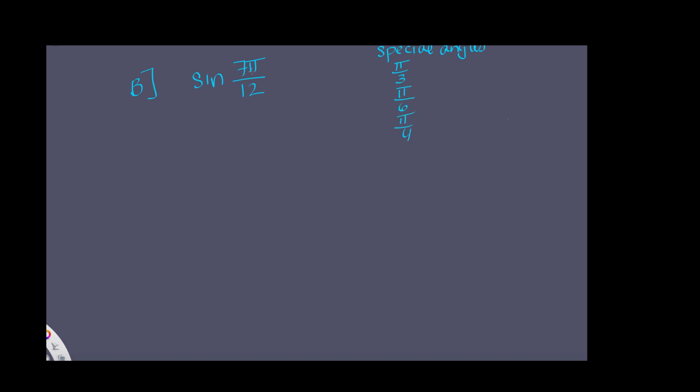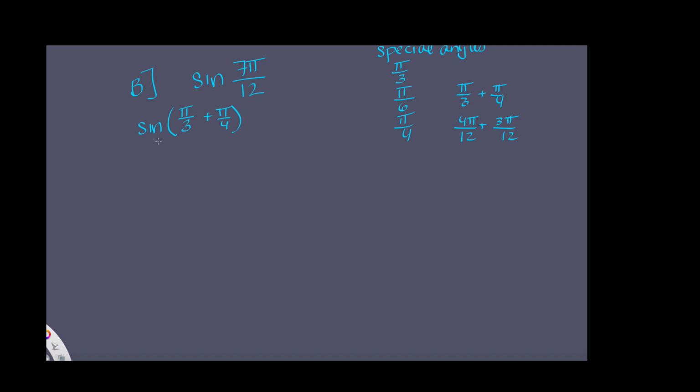So you need to figure out, well, how can I write 7 pi over 12, or essentially 7/12, in terms of these? It takes a little bit of getting used to, but hopefully you recognize, or with a little bit of trial and error, you can recognize that 7 pi over 12 is the sum of pi over 3 plus pi over 4. And if you don't believe me, we can go over here. Pi over 3 plus pi over 4. If I have common denominators, that means I get 4 pi over 12 plus 3 pi over 12, and there's my 7 pi over 12.